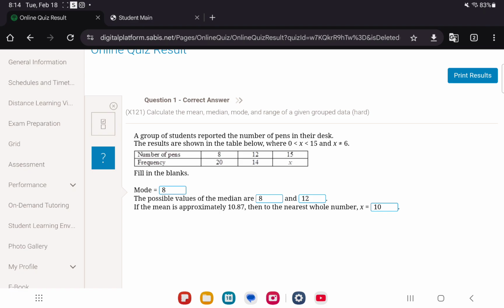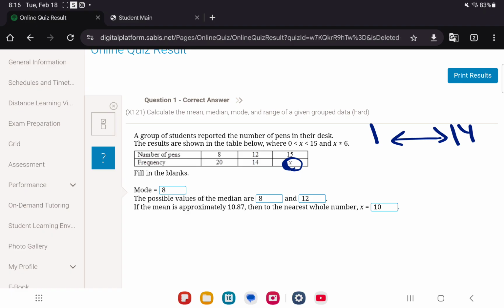Okay, here to find the median, you have to know the total number of frequencies, every single frequency you have, but you don't know it because in one of the frequencies it's x. But we can figure out a way to find it. Let's take the value. We can't exceed 15 and we can't have 0, so it's between 1 and 14.